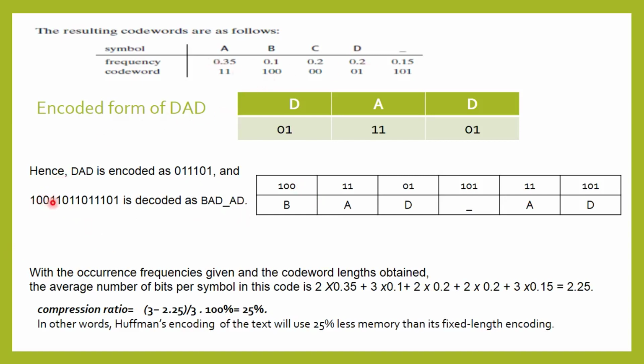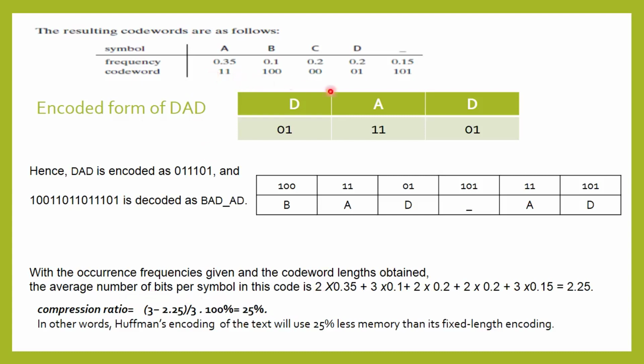First you can take 100, the longest one, so that gives you B. Then you take 11, that gives you A, then 01, D, 101 will be underscore, then 11, next 101 will be D. Now how to get the compression ratio? Before getting the compression ratio, you have to find the average number of bits per symbol in this code.